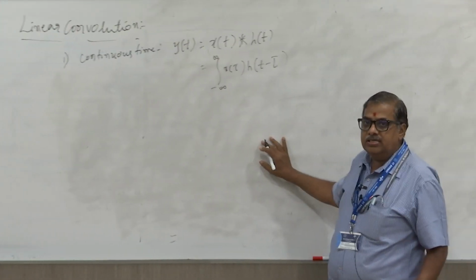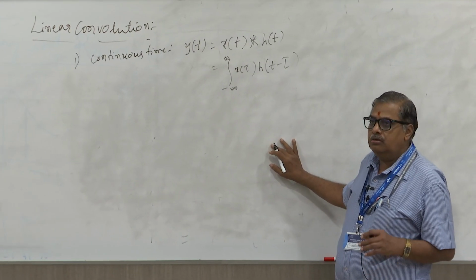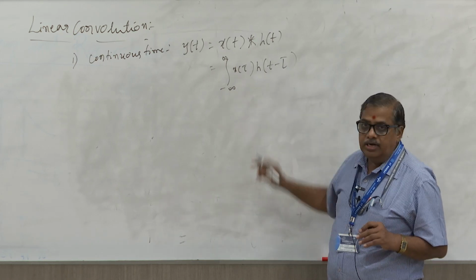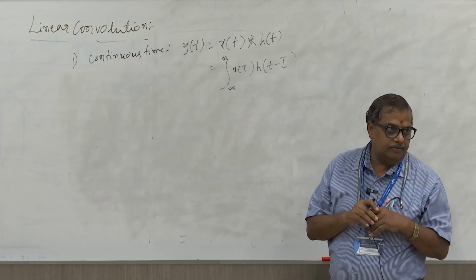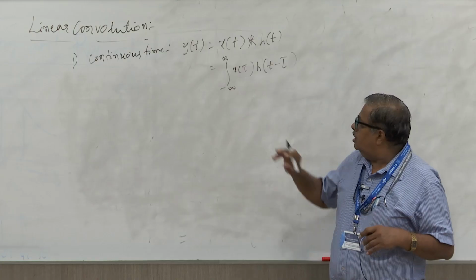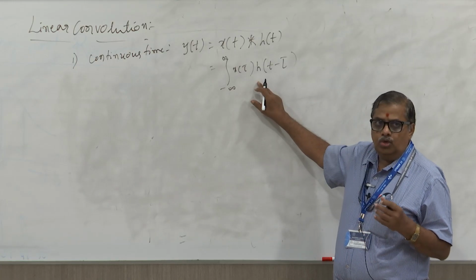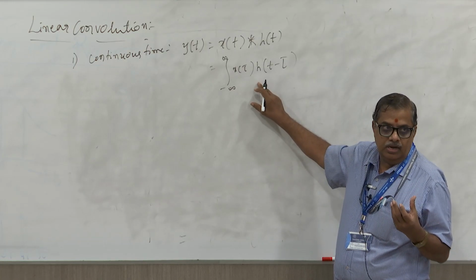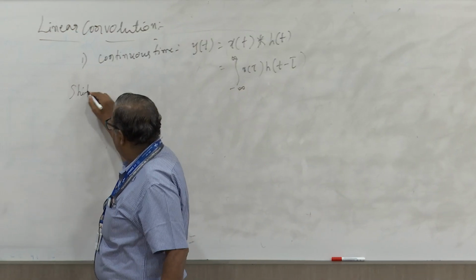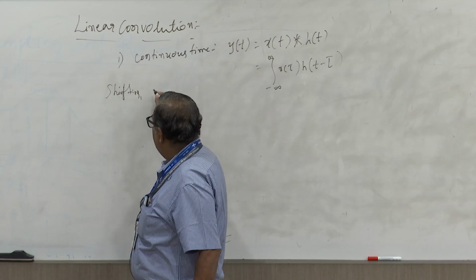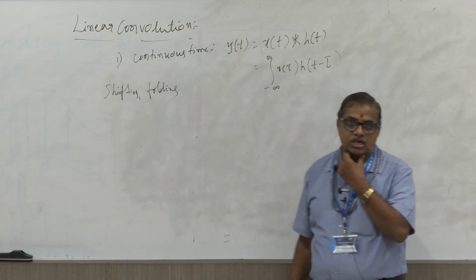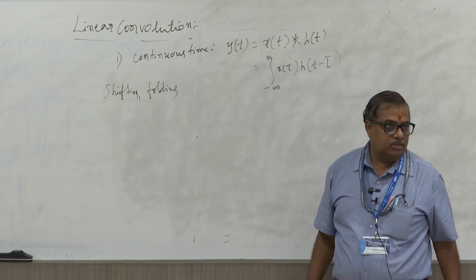In the previous class they explained that when you want to take the linear convolution, both the signals should have some area under the curve. The area under that curve will give the convolution. For doing this we require two basic processes on signals, that is shifting and folding. These are the fundamental processes we have to do when we do convolution.